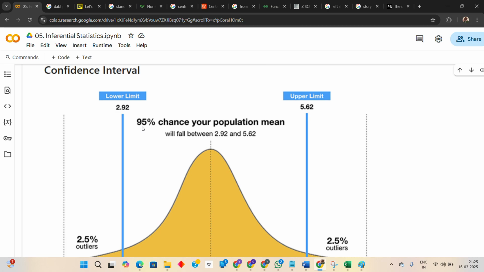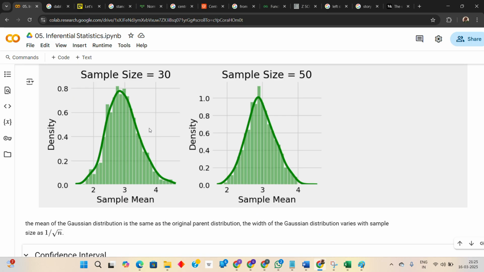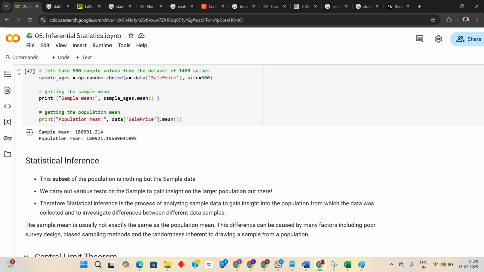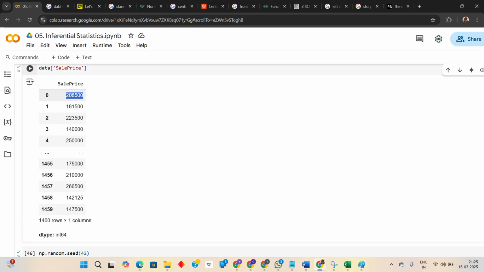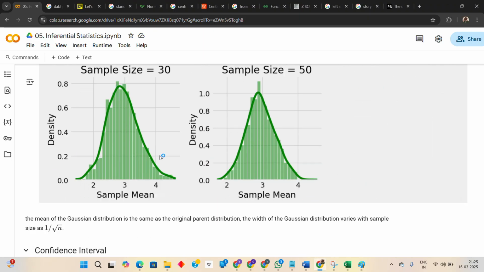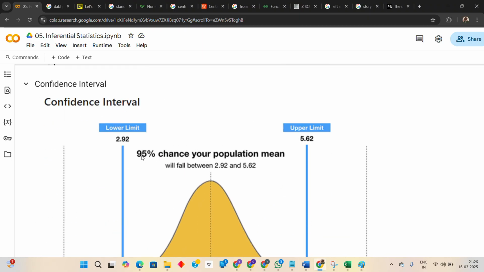For example, you have a distribution like this. You wanted to know where 95% of the data is distributed, from where to where. Then you can use this confidence interval of 95 percentage. 100 percentage minus 95 percentage.